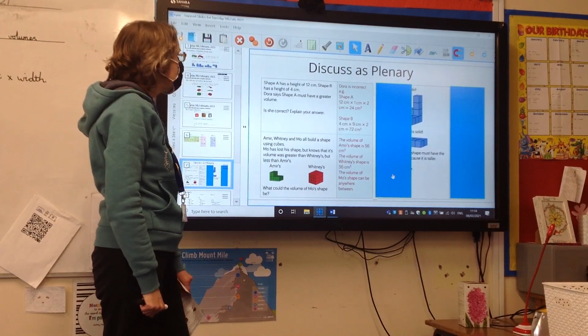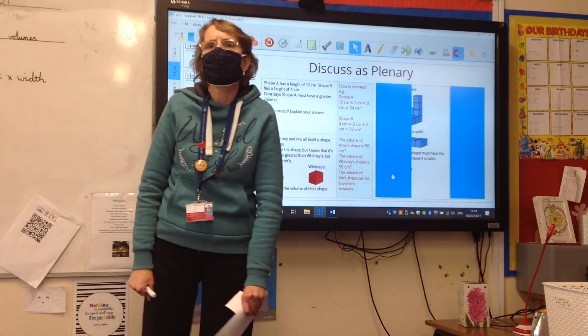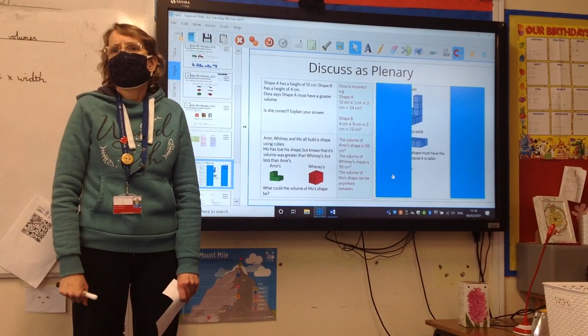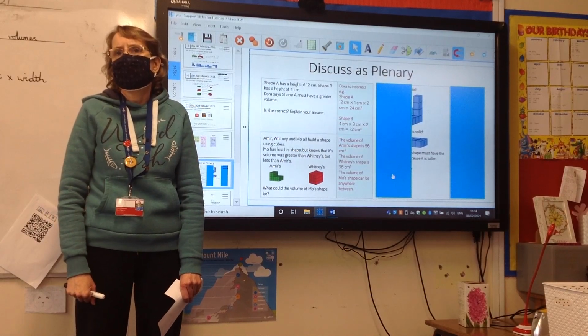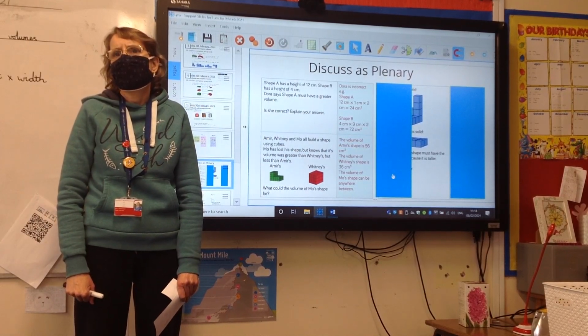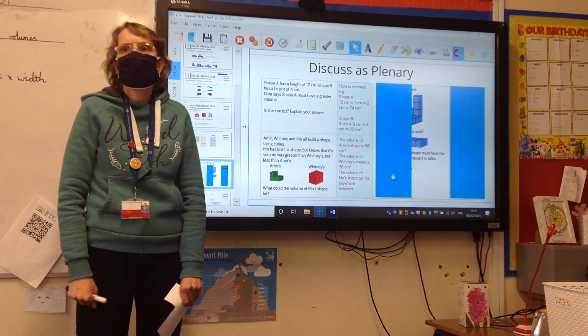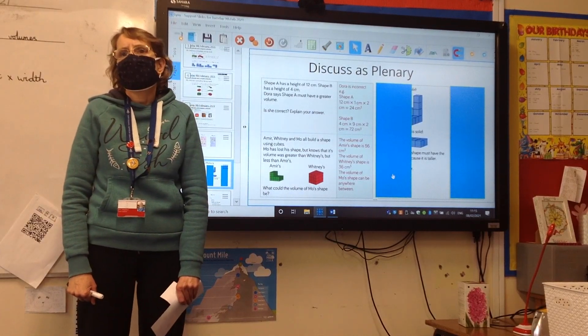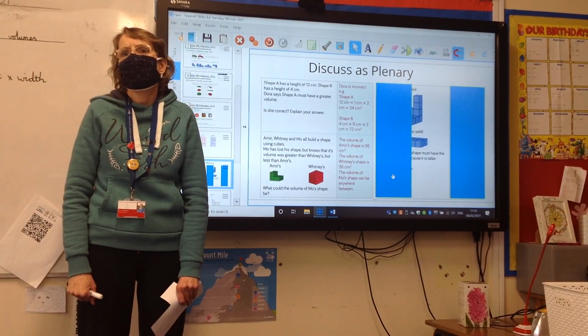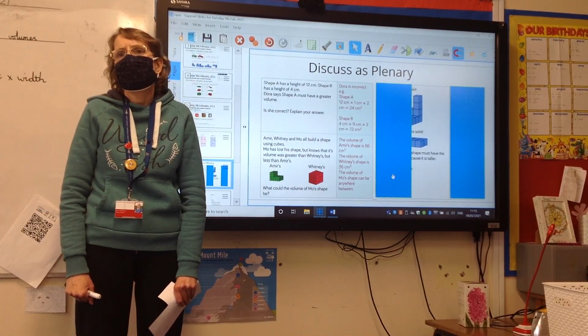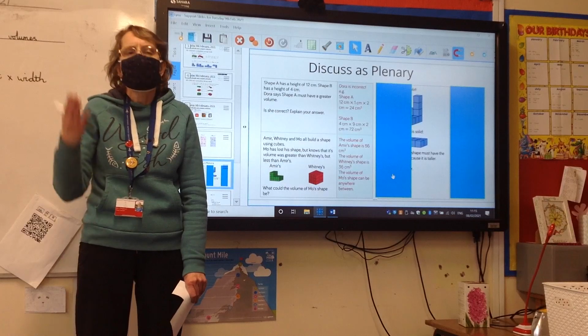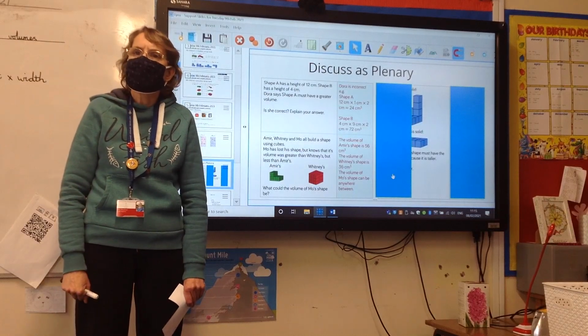Volume. Is she correct? What do we think? No, she isn't, because if you got the shape of 12, the height is 12, but the length of it could be 1, and then with the 4 it could be like 4, then the length is like 60 or something. Right, good. So it does depend on the other measurements, doesn't it?